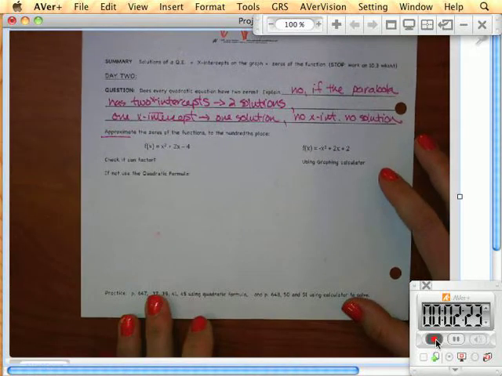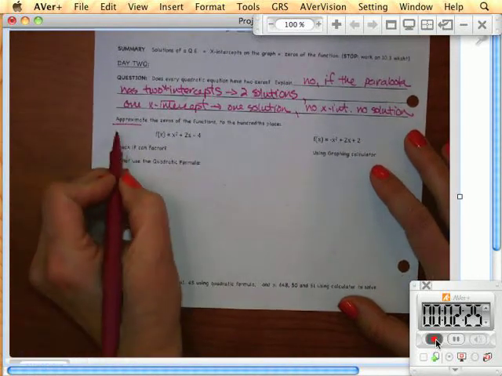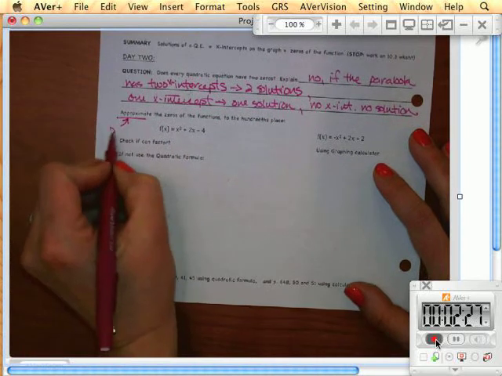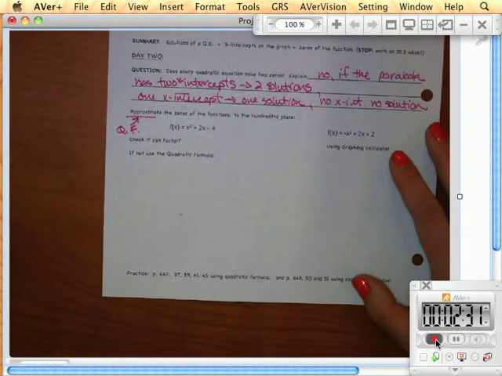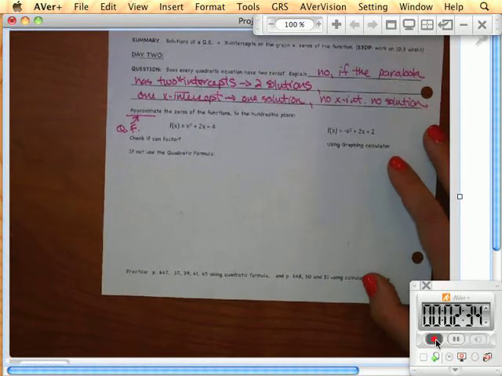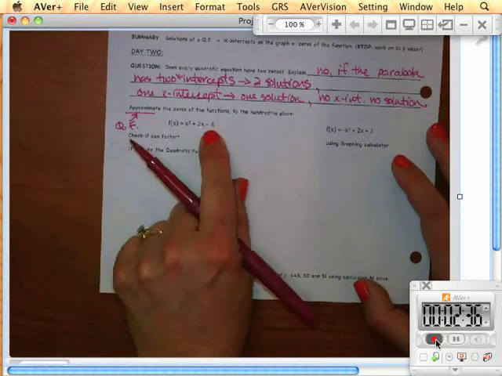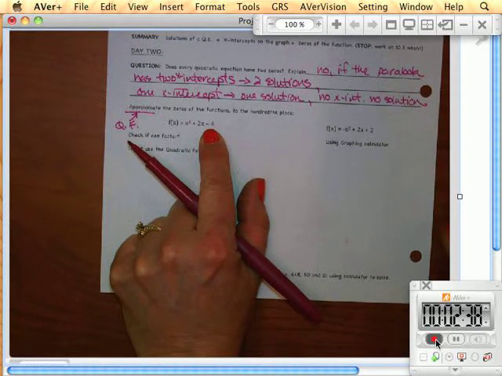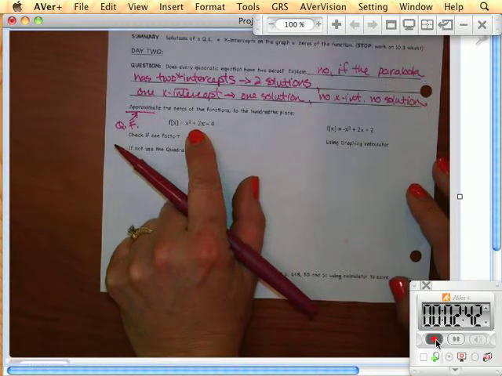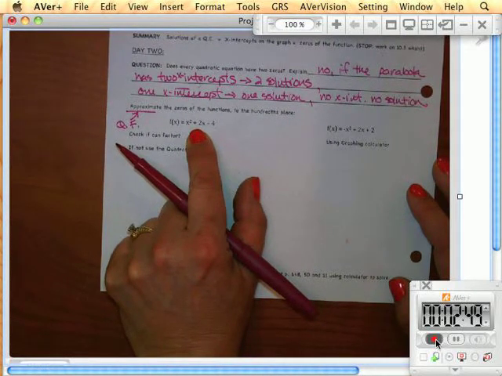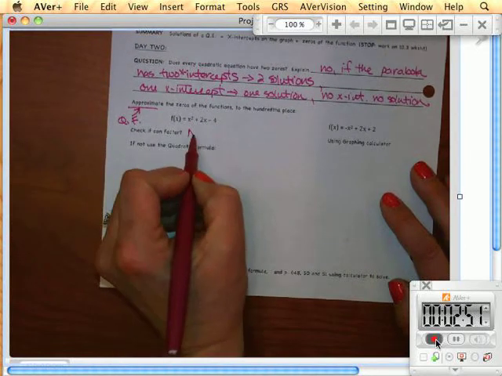So, if you see this, that means you probably have to use the quadratic formula. It probably won't factor. But let's just check. This one ends in negative 4. Are there any factors of negative 4 that add to positive 2? You'd think there would be, but there isn't. Nothing works.